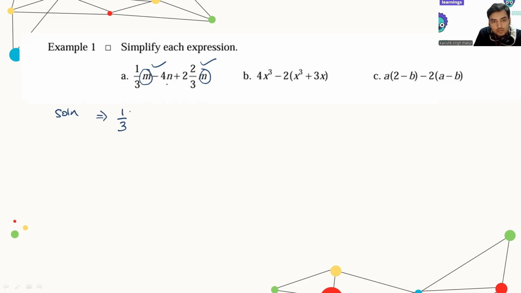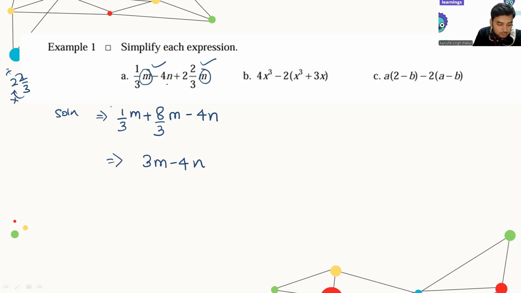So 1 over 3 m plus, if you know how to convert a mixed fraction into an improper fraction, 2 and 2 over 3, this number you multiply, this number you add. 3 times 2 is 6 plus 2 is 8. So 8 over 3 times m minus 4 times n. 8 plus 1, 9m over 3, so 3m minus 4n. Okay, that's what it is.